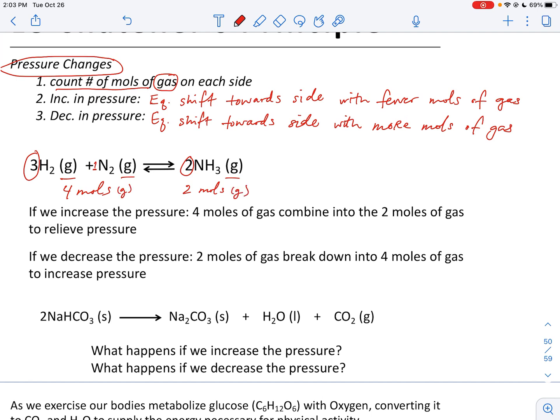All right, now let's read the statements beneath. First one, if we increase the pressure, okay, that's rule number 2 up here. 4 moles of gas will combine into the 2 moles of gas to relieve the pressure, okay? 2 moles of gas is going to put less pressure on the walls of our container than 4 moles of gas. So if we increase the pressure, maybe we shrink our container or something like that, we're going to shift equilibrium to the side with fewer moles of gas, which here would be the product side, so equilibrium will shift to the right.